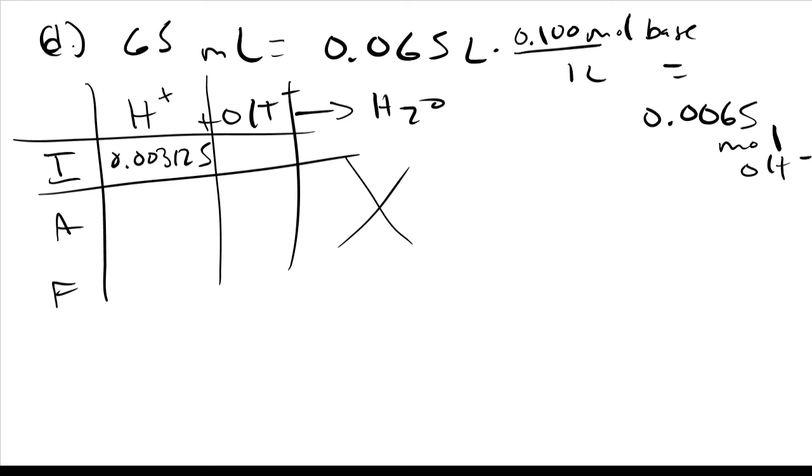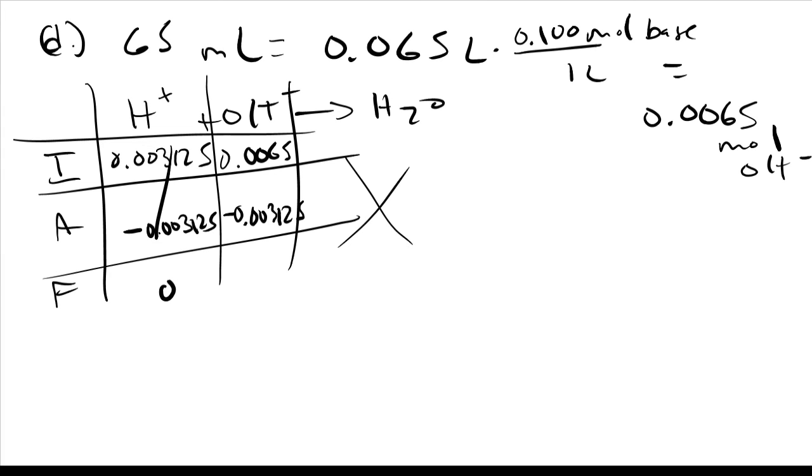So you have 0.003125. You have 0.0065. But notice here, you already passed your equivalence point, because now you have 0.0065 of this, 0.003125 of this. Therefore, not all the OH minus is going to react. So only 0.003125 is going to react with this. So this is going to fully neutralize. That's going to become 0. And this number down here is that. That's your moles.